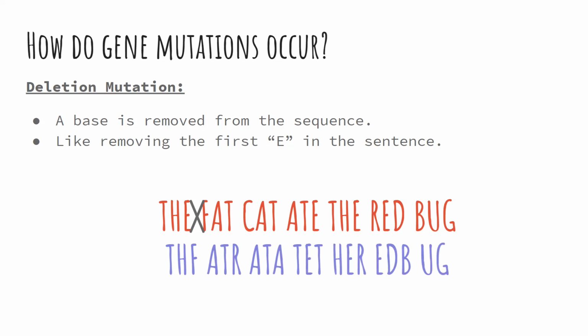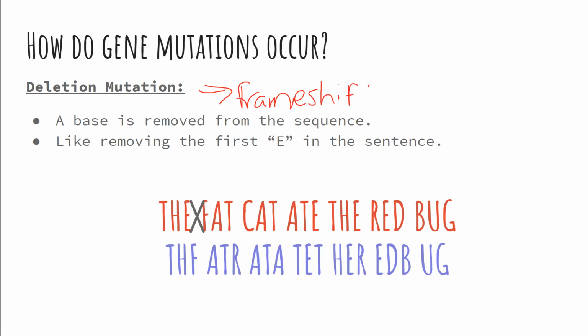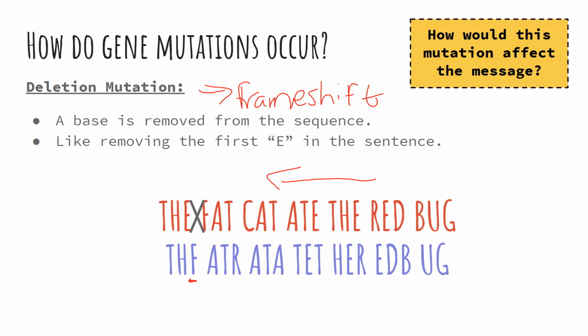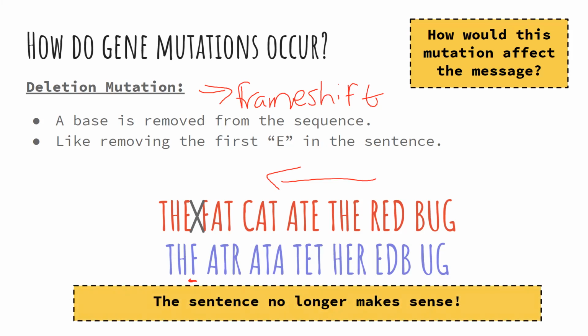Now, again, you still have to read it in groups of three. Since you deleted a base, all the other bases shift up. This is another kind of frame shift mutation, because now it shifts the frame up. When you took out that base, a third space still had to be filled. But now, look, how does this affect the message? The entire sentence no longer makes sense, not even the first word. So you have a tur, a ta, tet, her, and b, ugh. It makes no sense.